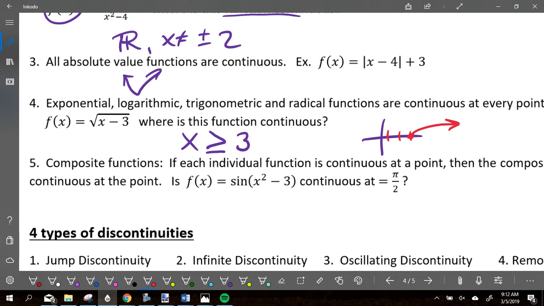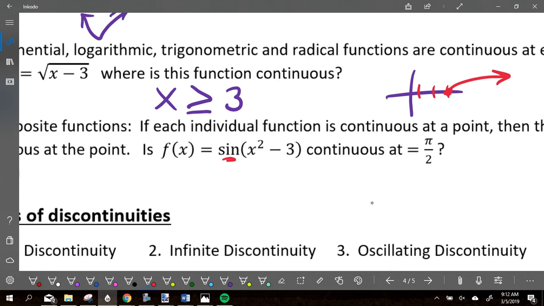Last one is composite functions. If each individual function is continuous at a point, then their composite is continuous at that point. Is a sine curve continuous? Yeah, it's the cool squiggly line thing. X squared minus 3, is a parabola continuous? Yeah. So is it continuous at that point? Yeah, because the other two things are continuous, so that thing's continuous as well.